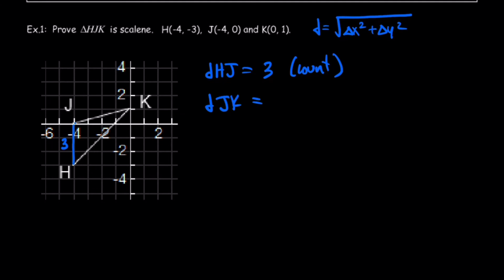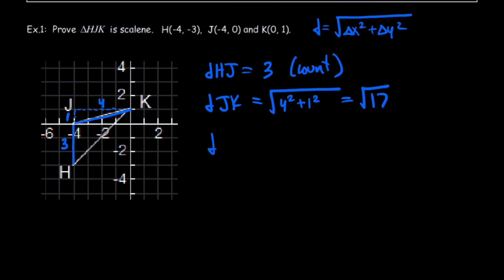Now JK, I can't count because it has a slope other than 0 or undefined. So I want to make a right triangle. This side is 1, 1, 2, 3, and that side is 4. So my delta x is 4, my delta y is 1. To find the distance, I take the square root of 4 squared plus 1 squared. You would put just this in your calculator, or you can evaluate that mentally. That's 16, and that's 1. 16 plus 1 will be 17. So that side is square root 17.